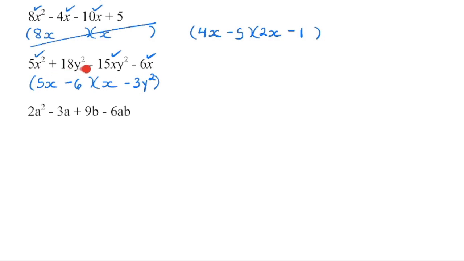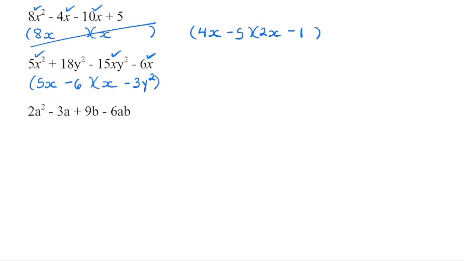So we've got 5x squared minus 15xy squared, that's that term there, minus 6x, that term there, and then we've got a positive 18y squared. So this will FOIL out and get us back to that polynomial we were given.